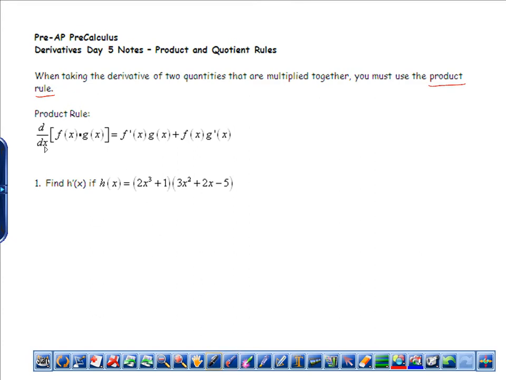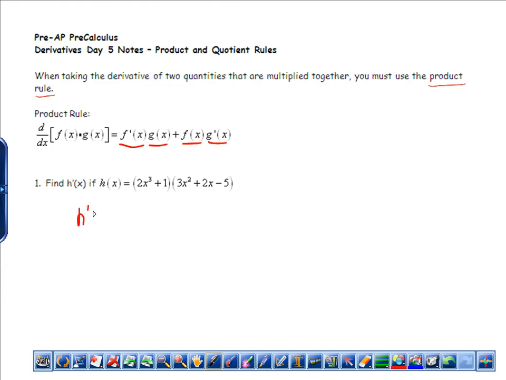When you take the derivative of f of x times g of x, it is equivalent to the derivative of f of x times just g of x, plus, and then you switch it around, just f of x times the derivative of g of x. So we can use this on problems where we could not use the power rule before. Now, on number 1, we could actually multiply all this out and then use the power rule, but we can just as easily use the product rule.